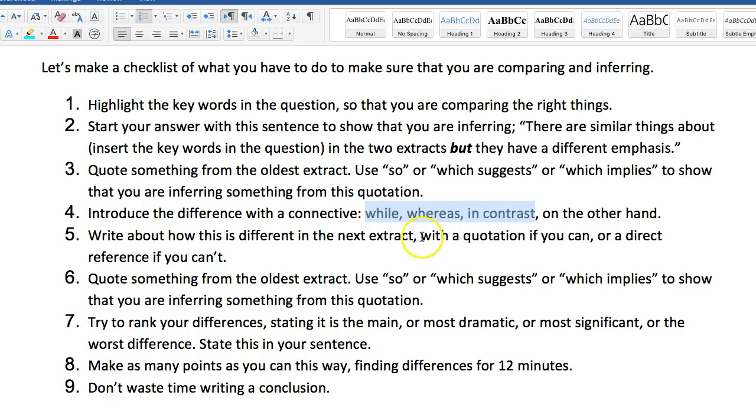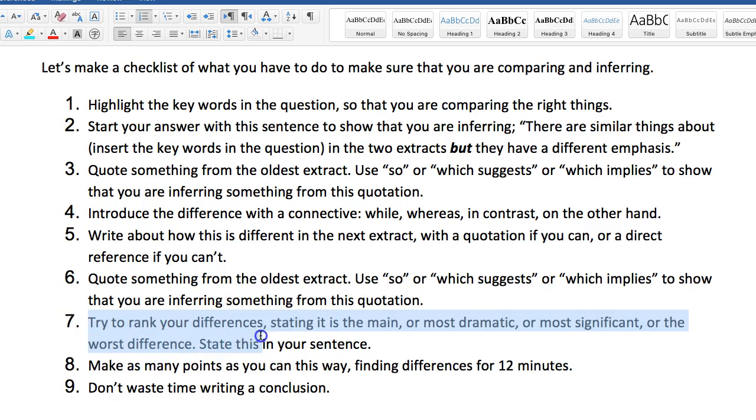As we've seen, the examiner is also interested in your choice of vocabulary. So if you choose these connectives, while, whereas, or in contrast, or on the other hand, you'll simply impress them with your vocabulary and they'll want to give you higher marks. That sadly is just the way the exam works. Then you write about how this is different in the next extract with a quotation, which you'll nearly always be able to find. Then you move to a completely new point. Quote something from the oldest extract. Again, you're going to use which suggests or implies, or indeed emphasizes, to show that you are inferring something.